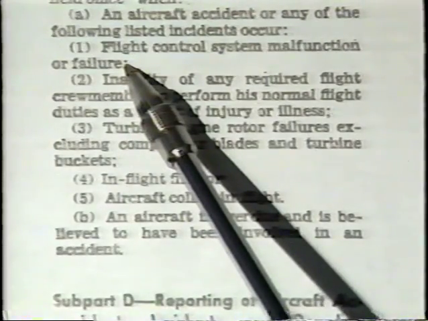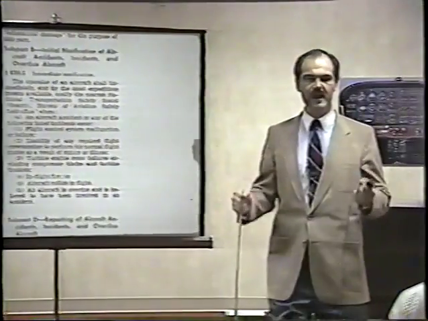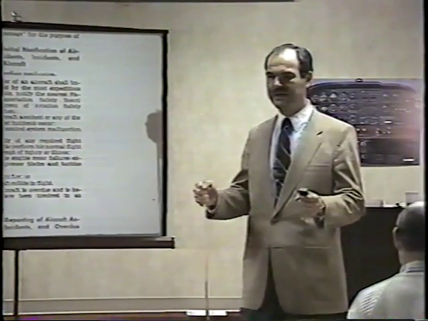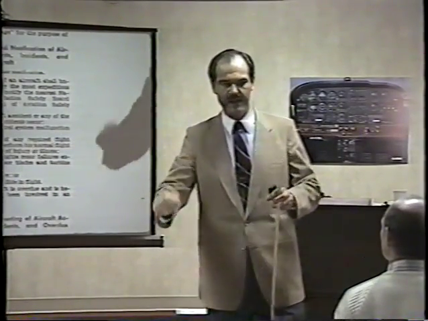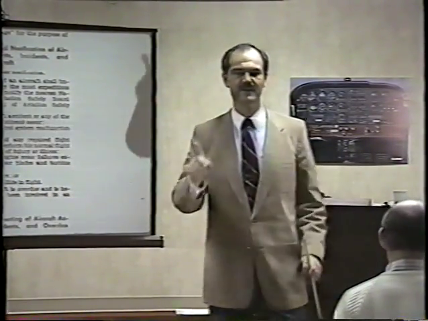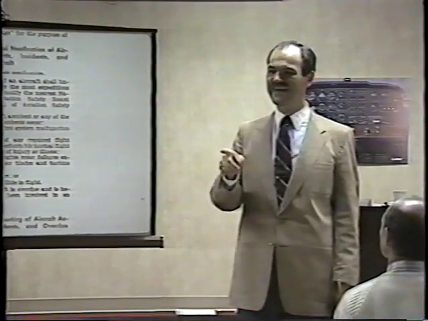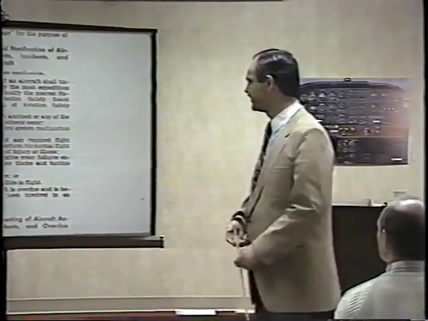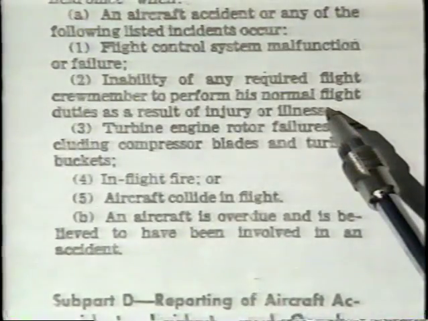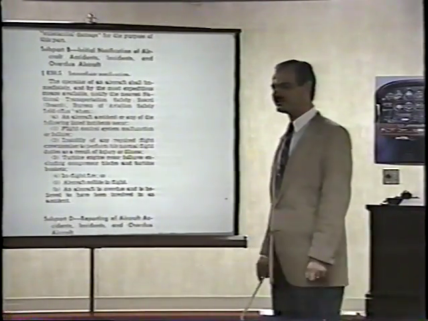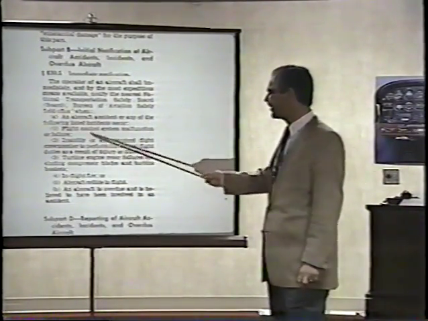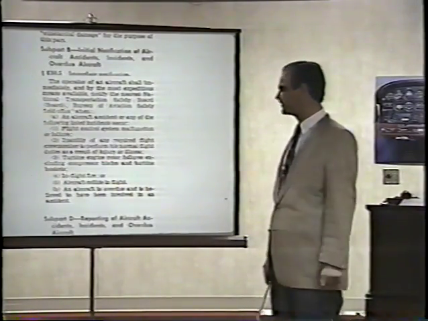For instance, here's an NTSB approved incident. Flight control system malfunction or failure. If somehow your ailerons and elevators jam in flight, and somehow you miraculously land the airplane by the use of trim tab and doors, all right? They want to hear about that, okay? And there's no substantial damage, they want to hear about that. Or, inability of a crew member to do his duties. Somehow you're unable to do your duties and your passenger has to take over and land the airplane. They want to hear about that also, assuming there's no substantial damage.